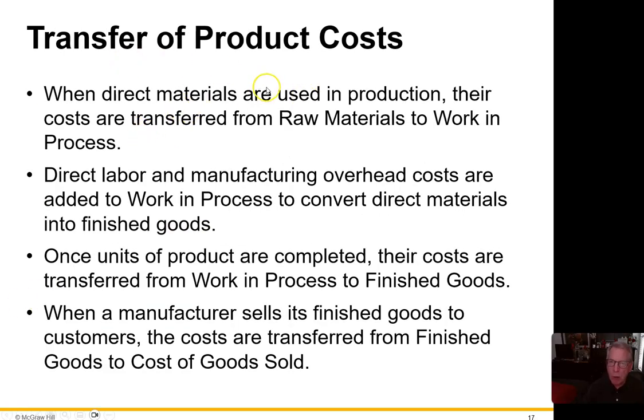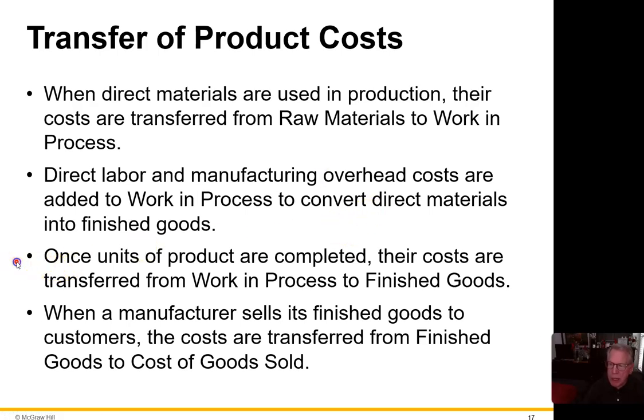All right, transfer of product costs. When direct materials are used in production, their costs are transferred from raw materials inventory to work in process inventory. And then the direct labor and manufacturing overhead costs are added to work in process to convert direct materials into finished goods. Again, you'll notice that direct labor and manufacturing overhead are conversion costs.